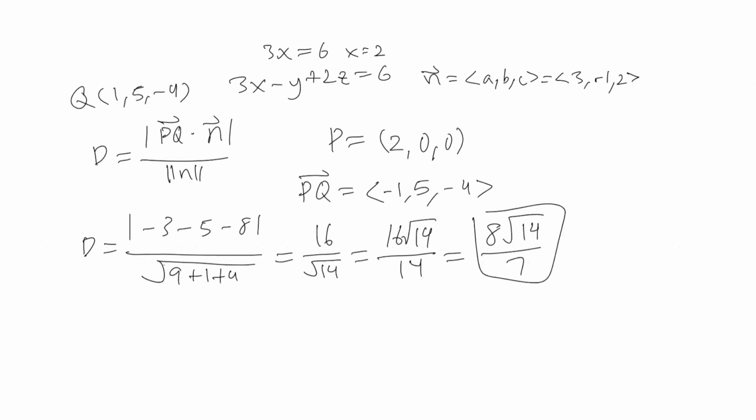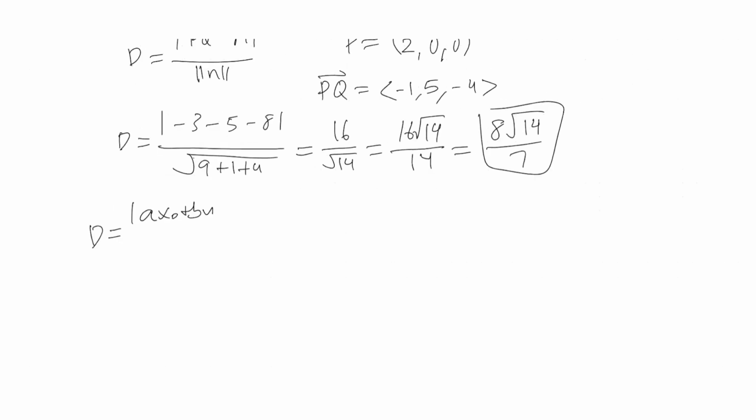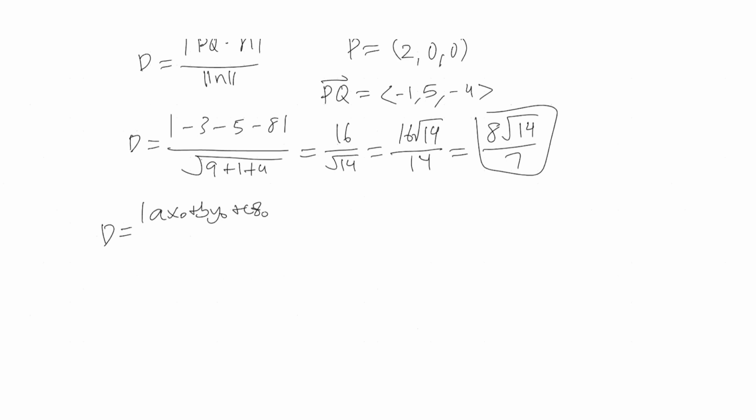Now let's use the other equation to solve it. Our other equation is d is equal to the absolute value of ax0 plus by0 plus cz0 plus d, over the magnitude. The x0, y0, and z0 are just the coordinates of the point we're trying to find the distance from, and the a, b, c, d come from our original plane equation. So really all we need to do is plug in all the values.